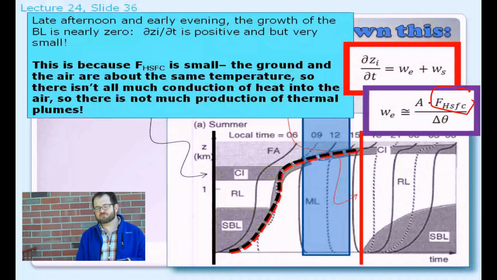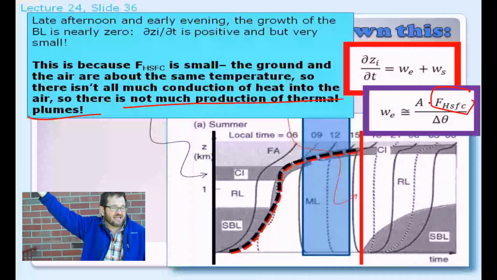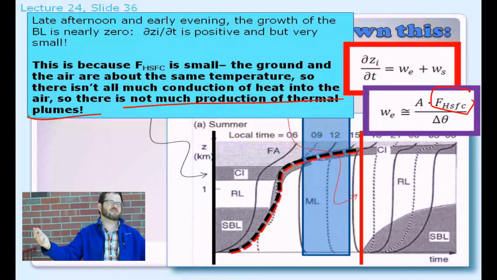So the temperature difference between the ground and the atmosphere isn't all that great, and so we just don't get much production of thermals during that time, late afternoon. Yeah, if you could produce a thermal, it would rise through a great depth. I mean, the boundary layer's incredibly deep by late afternoon, early evening. But you're not going to get those thermals. So few of them that by that time of day, the boundary layer just isn't growing very much anymore.